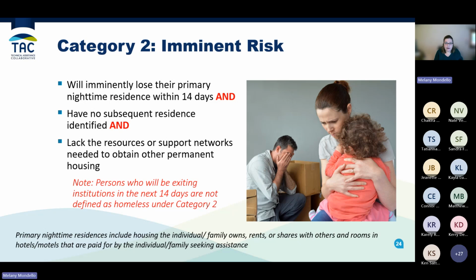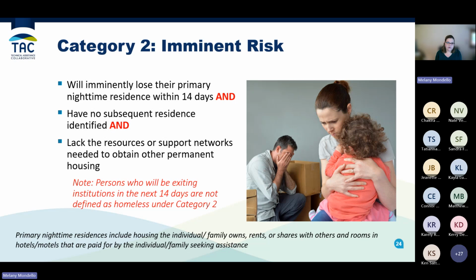Category 2, imminent risk. This is part of the definition that talks to all the people that we know, people also call it precariously housed. This is households that are going to lose their residence within 14 days and don't have any subsequent residence identified, and also lack the resources and support networks needed to obtain permanent housing. This doesn't include people in institutions, so this doesn't include the exception like Category 1 does. This is really people who are living in their own unit, they're doubled up with other people, they're in situations where they cannot stay.